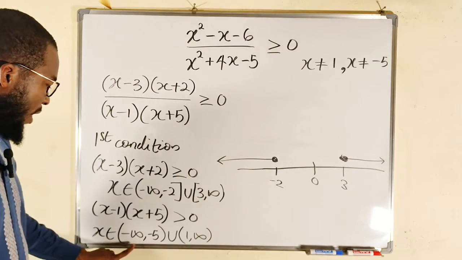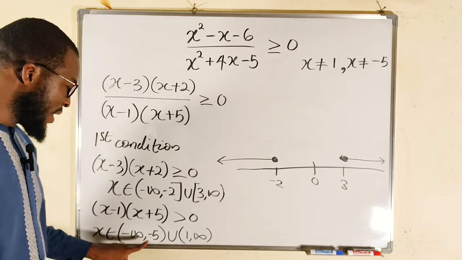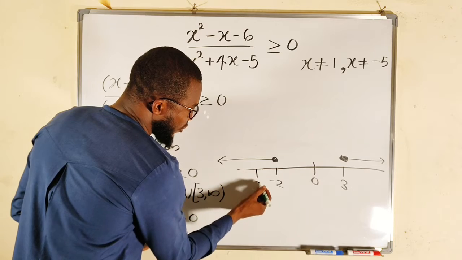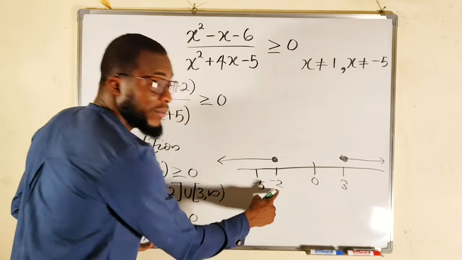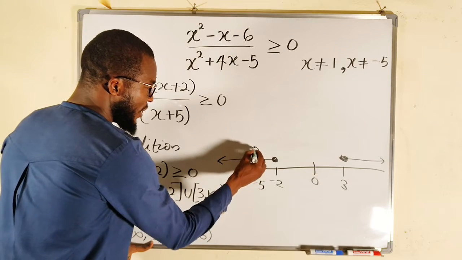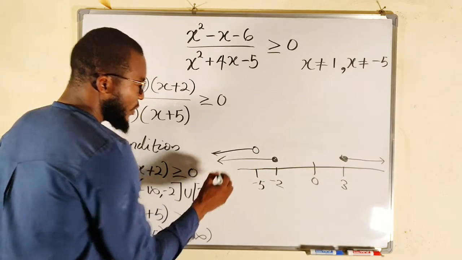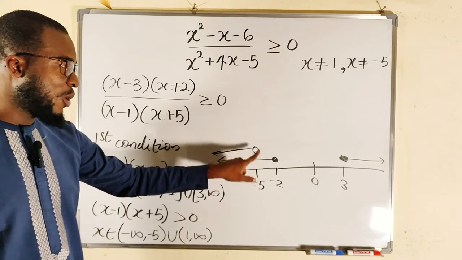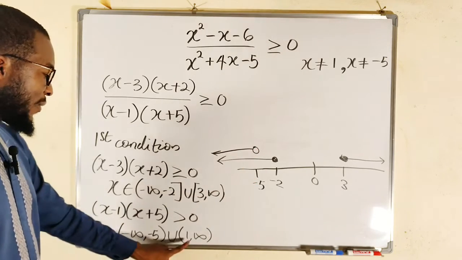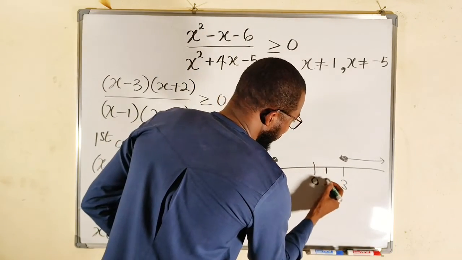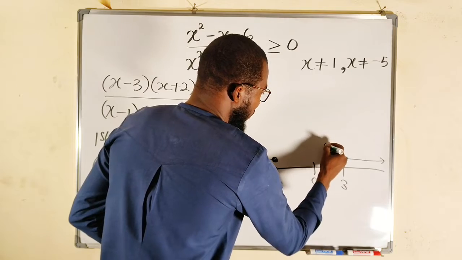Then the second one here, we have from -infinity down to -5. So you should know that -5 will be somewhere here because -2 is greater than -5. So if you're talking about this one, it will be from here down to -infinity. Remember, -5 is not a solution. This is why we have this open circle. Then from 1 down to +infinity. 1 is here before 3. So it is somewhere here.